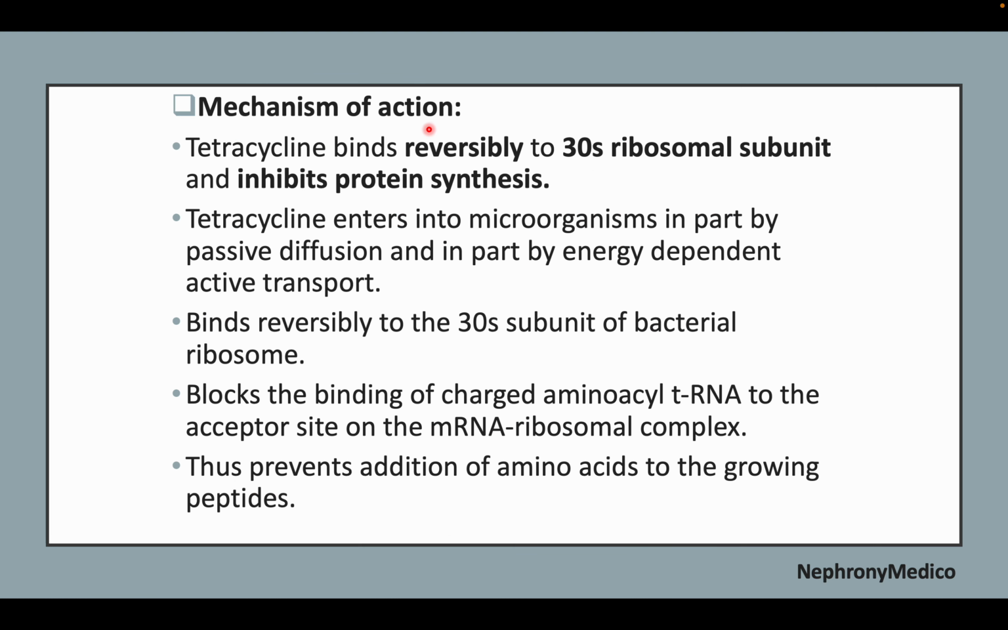Now, mechanism of action. Tetracycline binds reversibly to the 30S ribosomal subunit and inhibits protein synthesis. It enters into microorganisms in part by passive diffusion and in part by energy-dependent active transport. It binds reversibly to the 30S subunit of the bacterial ribosome and blocks the binding of the charged amino acid tRNA to the acceptor site on the mRNA ribosomal complex, and thus prevents addition of the amino acid to the growing peptides.